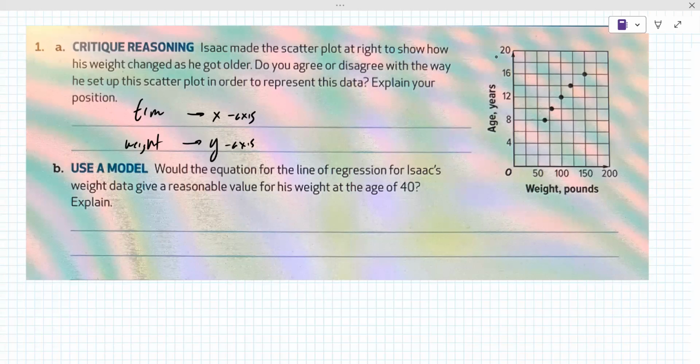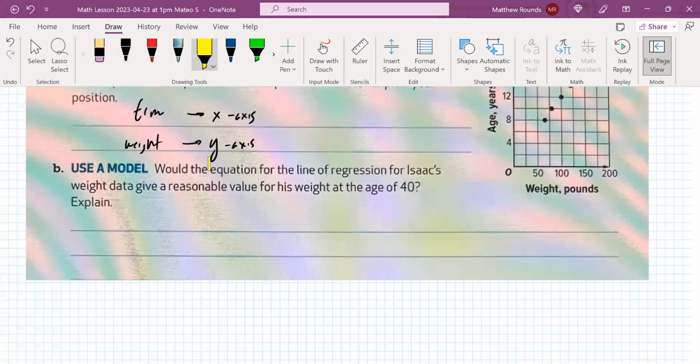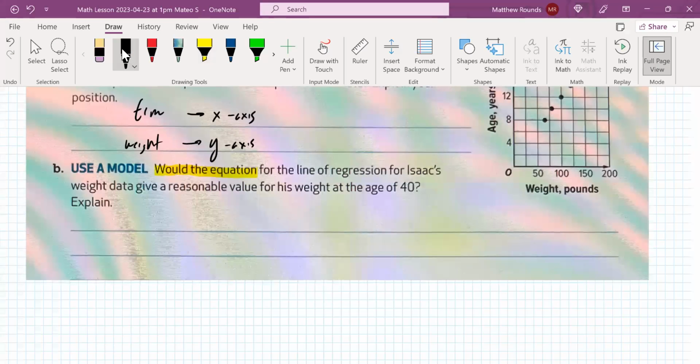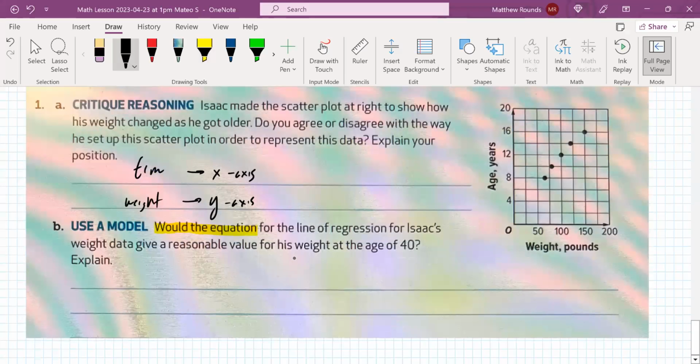Got it. All right. So this is where a question like B, you've got to really pay attention. It says, would the equation give a reasonable value for his weight at the age of 40? It doesn't say to calculate the equation. Basically, they're like, imagine this continued on forever.